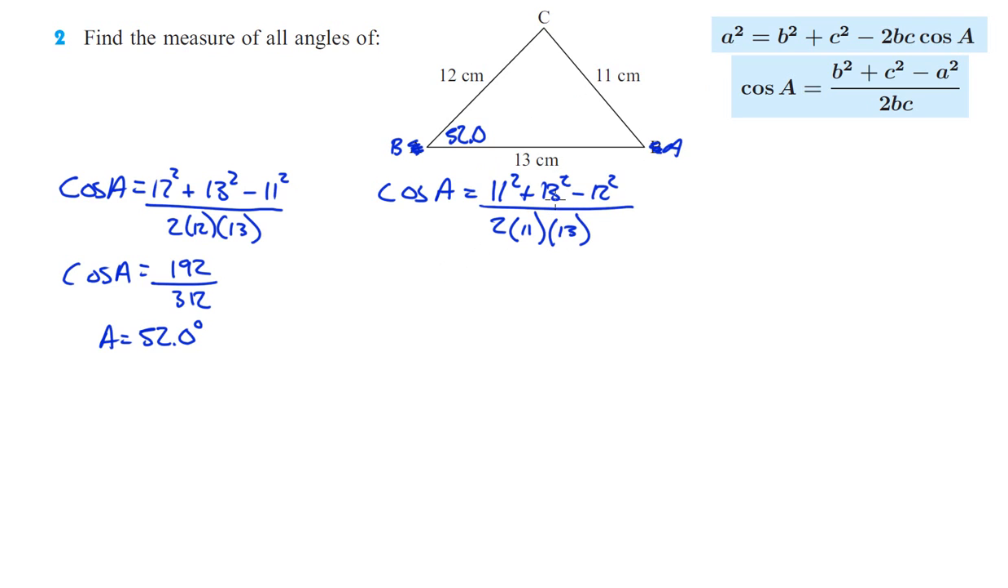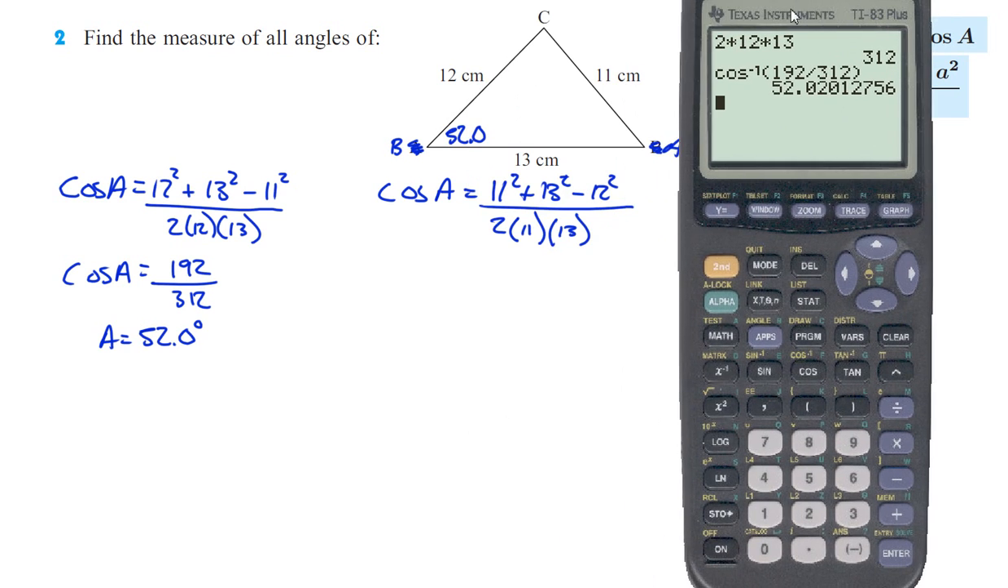Now, if you look at it, for the angle that you're looking for, you're going to square the 2 sides that make up the angle, so 11 squared plus 13 squared. And you just subtract the side squared across from the angle that you're looking for, and then you divide by 2 times those 2 sides that make up that angle. So that's why it's 11 times 13.